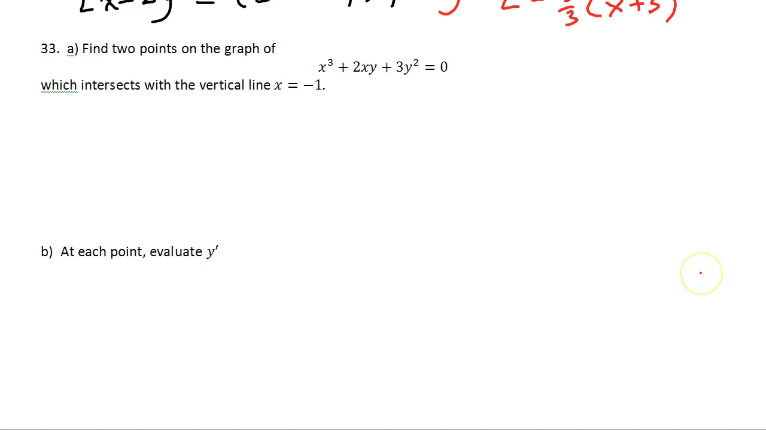Okay, find 2 points on the graph of this thing which intersects with the vertical line x equals negative 1. Alright, so we're trying to find where this meets x equals negative 1. That means we need to find the value of y, because after all, anything that's on this x equals negative 1 line will have the x coordinate as negative 1, right? So I don't know the graph of this, but let's just say it's some kind of strange graph, and then it meets here and there. And then what you're really looking for is just the value of y, because you already know the x value.